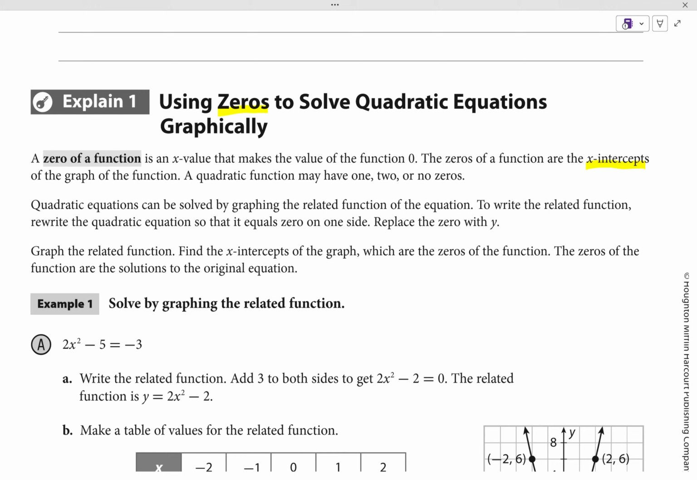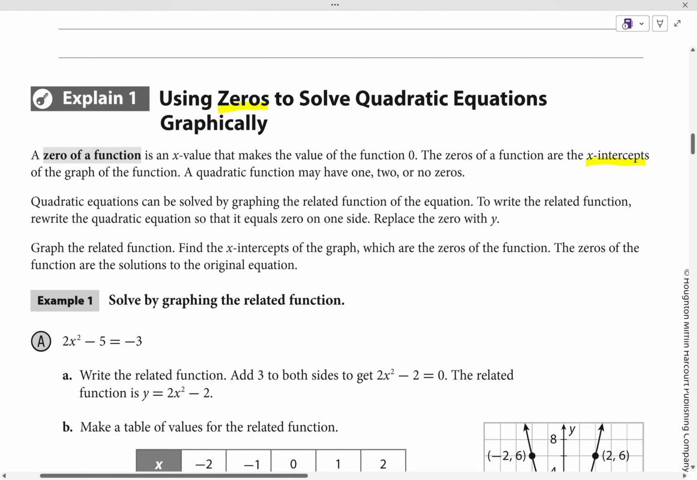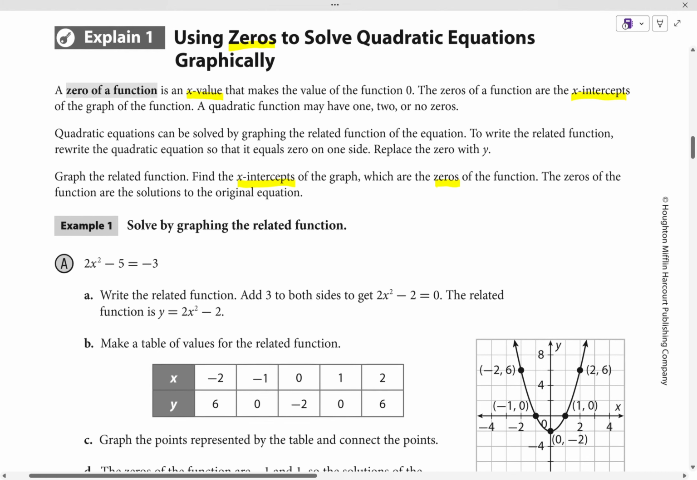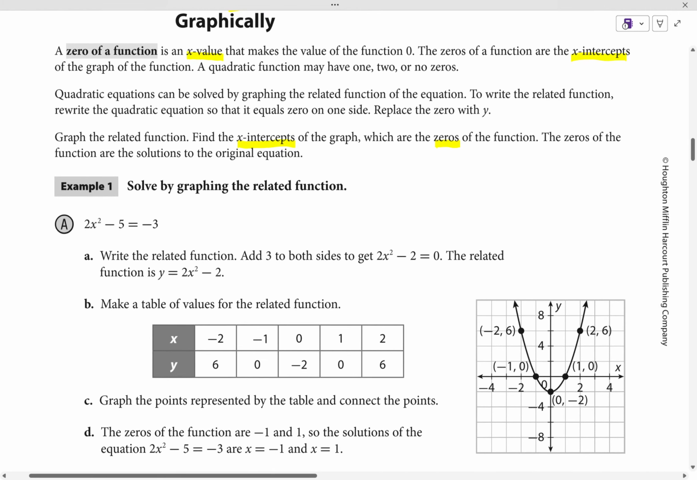Quadratic equations can be solved by graphing the related function of the equation. To write the related function, rewrite the quadratic equation so that it equals 0 on one side, replace the 0 with y. So this is a lot of words. We're going to talk about what it actually means when we do an example. Graph the related function and find the x-intercepts of the graph. Again, the x-intercepts are your zeros, the x value of the x-intercepts. The zeros of the function are the solutions to the original equation. So let's make sense of all of those words.